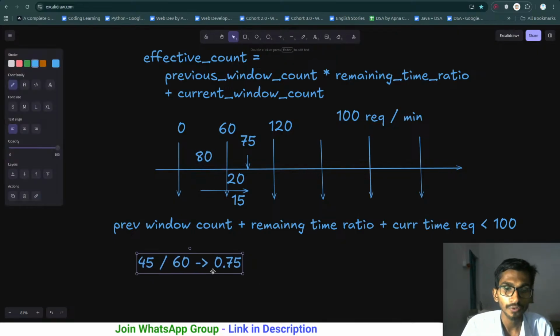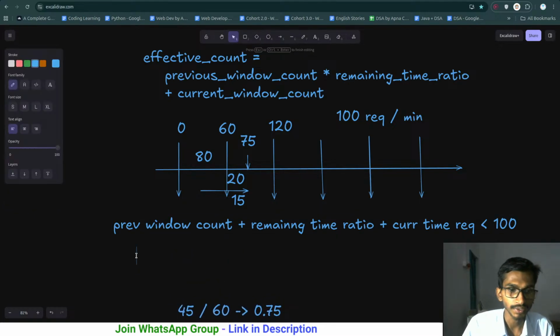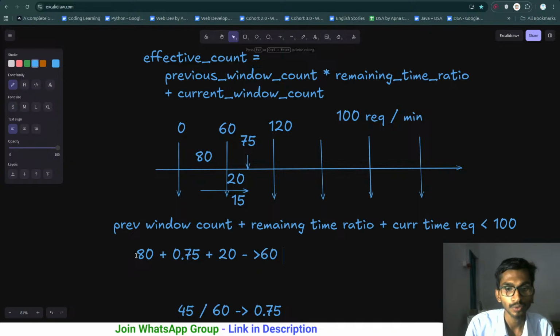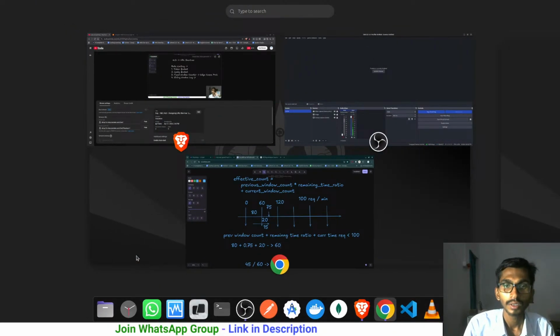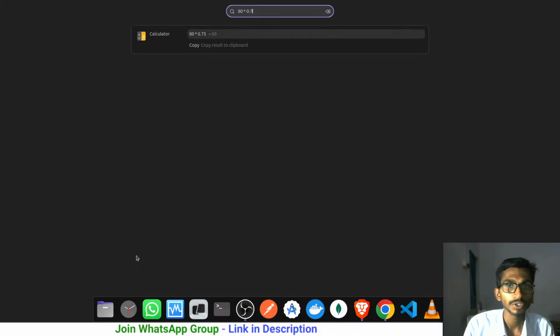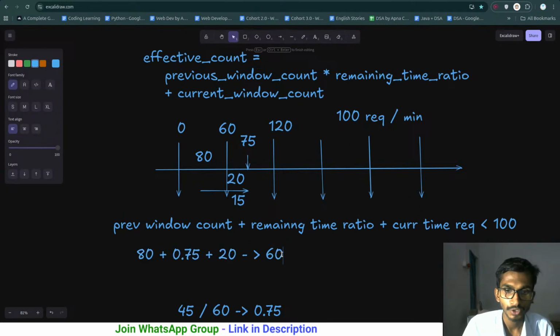So for getting the number of requests, I already have this calculation. Previous window count, that is 80, multiplied by the remaining time ratio, that is 0.75. This will give me the previous active requests, plus I have the current requests, that are 20. 80 multiplied by 0.75 is actually gonna be 60. So we will have 60 plus 20, that's gonna be 80, that is still less than 100. That simply means the request should be allowed.